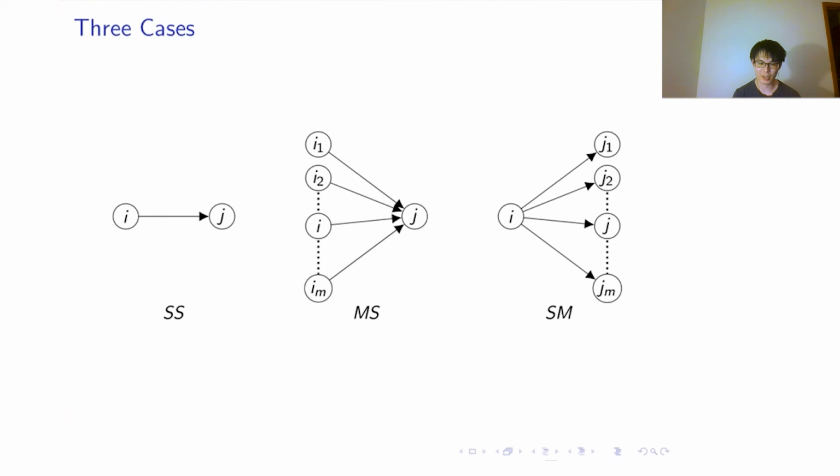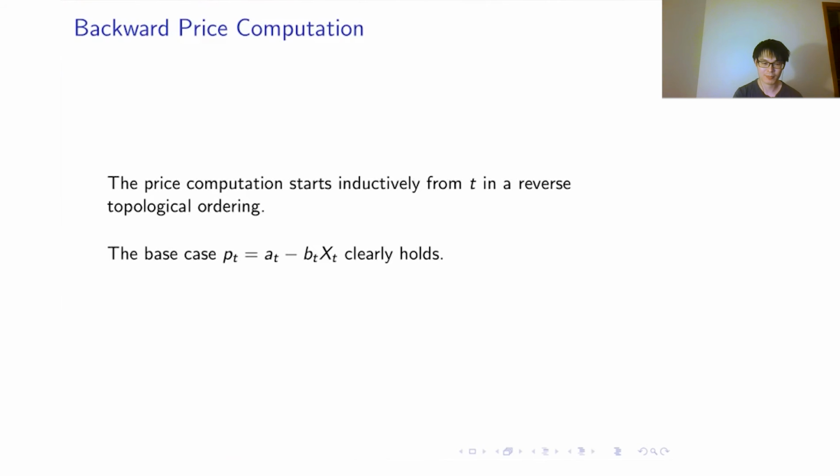SS, MS, and SM. So for SS, it denotes the case that there's a single buyer and a single seller. And MS and SM are defined similarly. Basically, a multiple seller and single buyer, and single seller and multiple buyers.